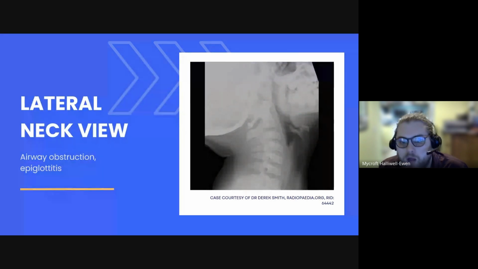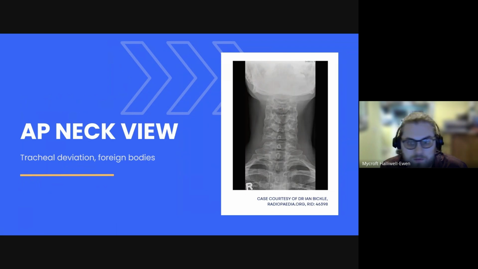I wouldn't diagnose or exclude epiglottitis, although it's not usually visible, admittedly. I wouldn't diagnose or exclude it based on X-rays, but it would be useful to exclude any foreign bodies, which is important. Again, mostly we're looking here for foreign bodies when we're doing the AP view. But this does really show us a really nice trachea.